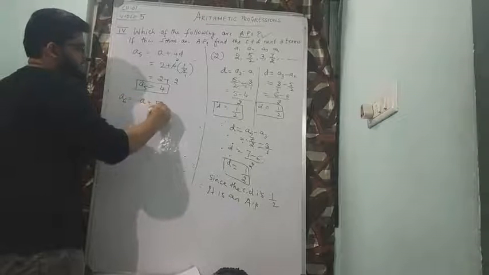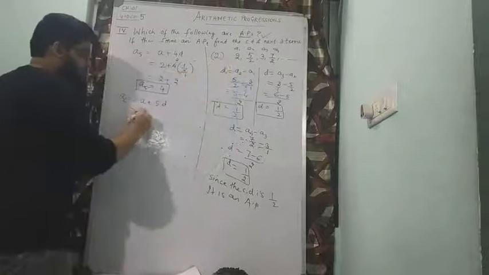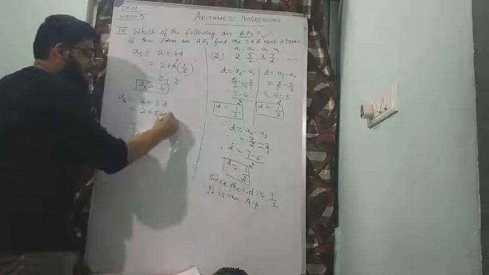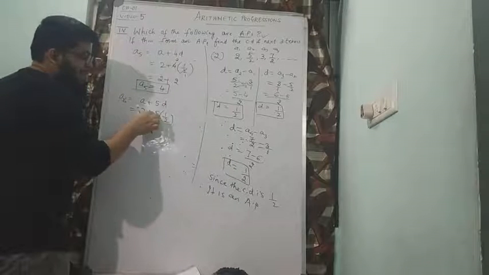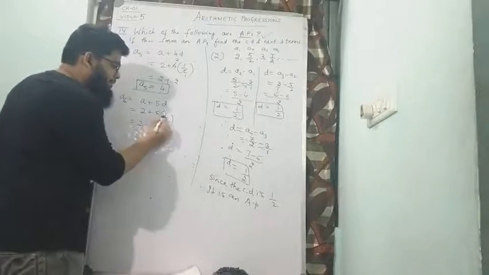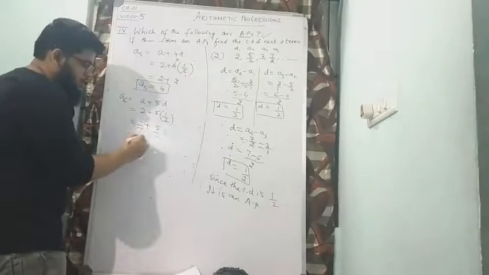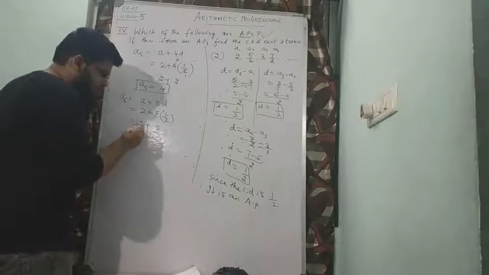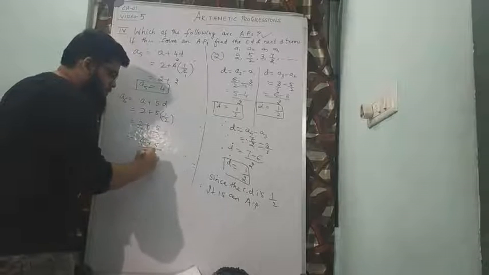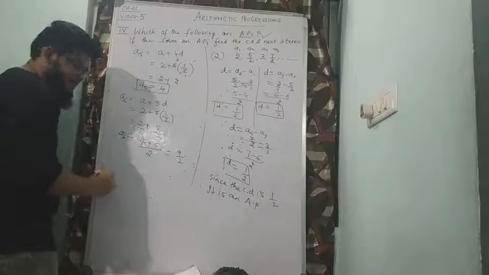Go with A6. A plus 5D is the general form. A is first term, which is 2 plus 5 into D is common difference 1 by 2. 2 plus, you can't cancel this because they are not same multiples of the same table. So multiply. 5 ones are 5 divided by 2. Now cross multiply or take LCM, whatever is convenient. 2 2s are 4 plus 1 5s are 5 divided by 1 2s are 2. 4 plus 5 is 9 by 2. That is going to be our value of A6.